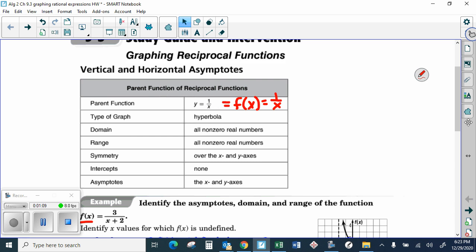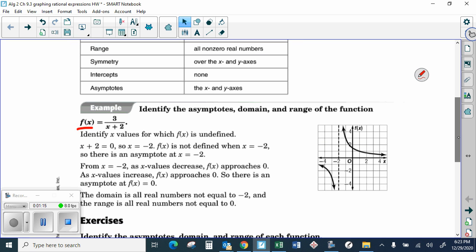The type of graph is called a hyperbola. That's what it graphs into, a hyperbola. A hyperbola is when you have two branches. These are each called a branch, which are curves. Those are branches. All hyperbolas have two branches.